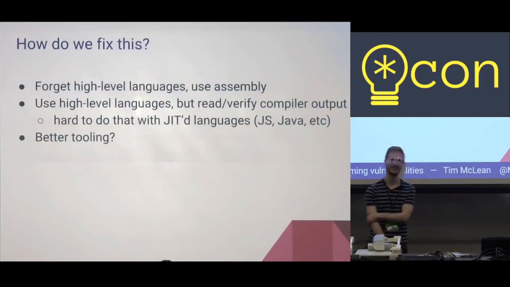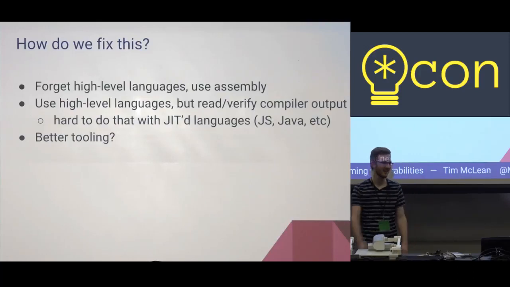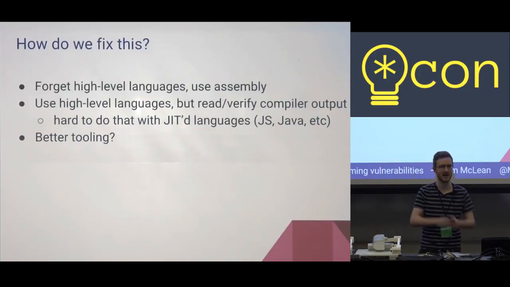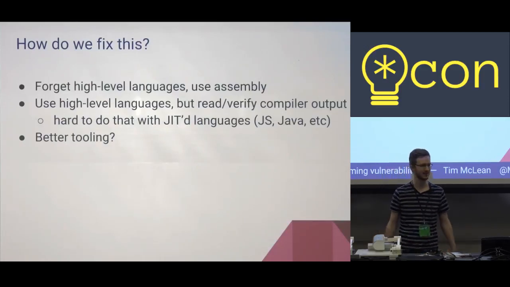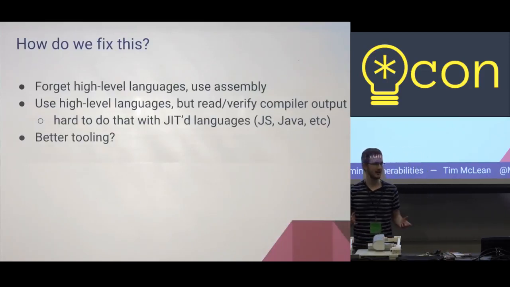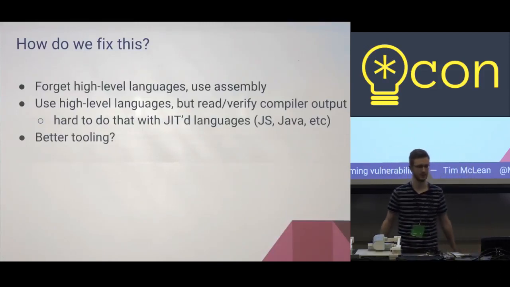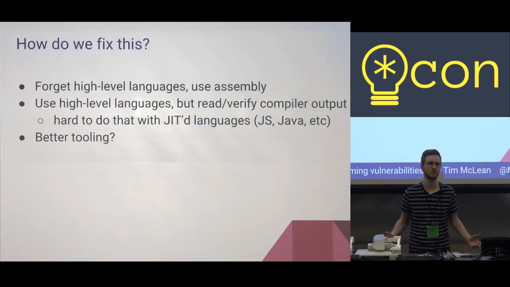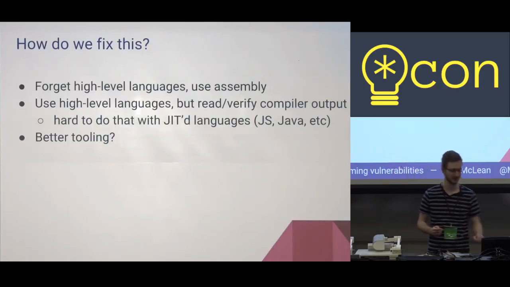So how do we fix that? Well, that's painful. We could potentially just forget about high-level languages altogether, use assembly, go back to the dark ages. We could use high-level languages, but then compile them into assembly and read through the assembly output and look for vulnerabilities. That also is painful, so hopefully we don't have to do that. It's also really hard to do with languages like JavaScript or Java, because JavaScript runs on various different runtimes. Java compiles into JVM bytecode. You can't really look at the final assembly output easily enough. So there's not really a clear solution here. Actually, this is largely an unsolved problem, to be honest. I don't know of any great tooling around this that can help you solve this in a reliable manner.